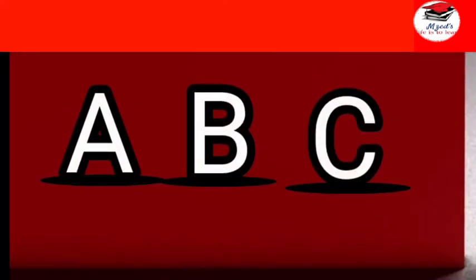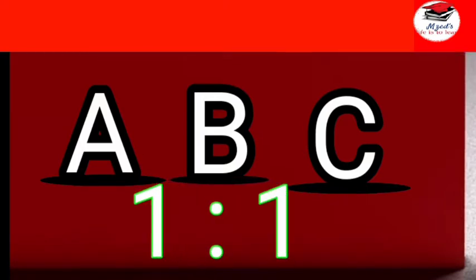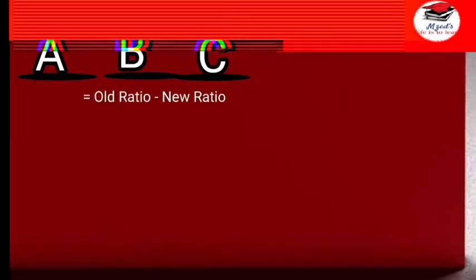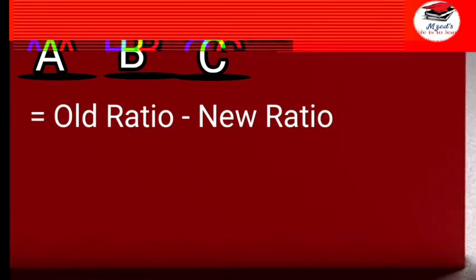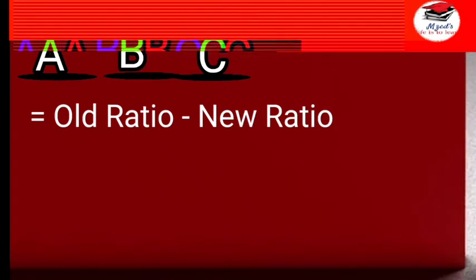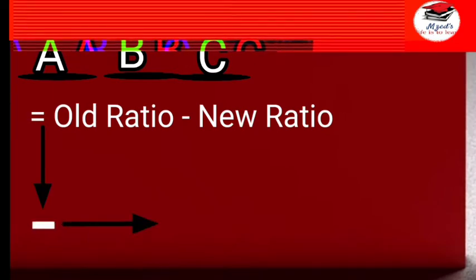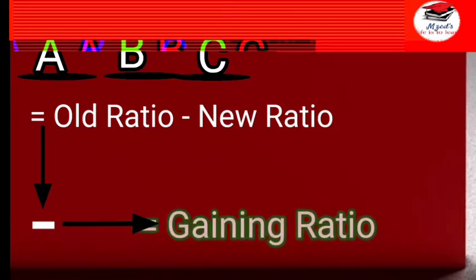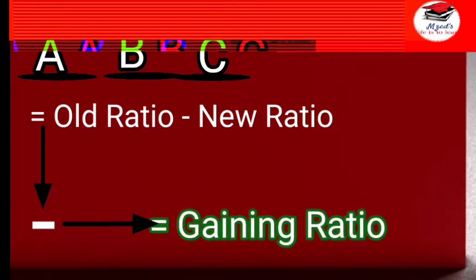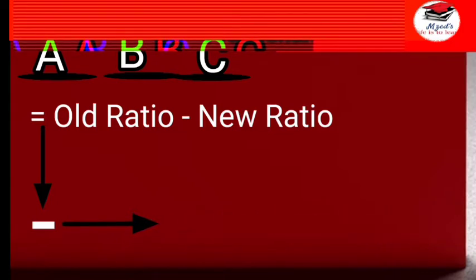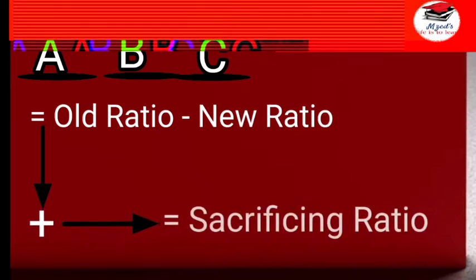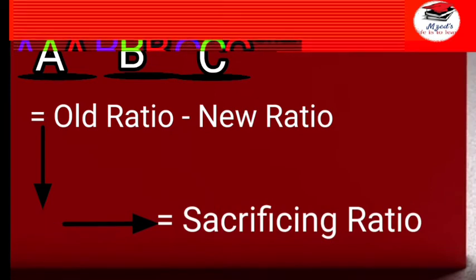So here we are taking an example. Suppose there are three partners A, B, C. They have the ratio 2, 3, 4, and they decided to change their ratio to 1, 1, 1, that is equal ratio. So what will be their gaining and sacrificing ratio? We will apply the formula, old ratio minus new ratio. In the case of this formula, if the answer of any partner comes out negative, then it represents a gaining partner, and if it is positive, then it will be the sacrificing ratio.